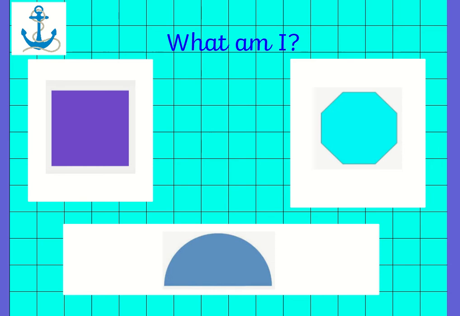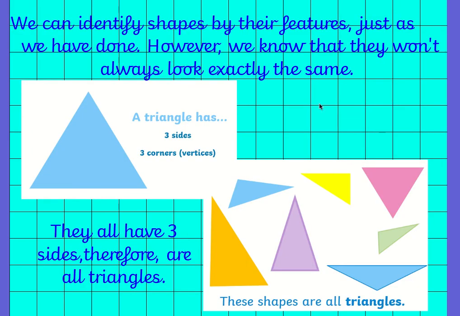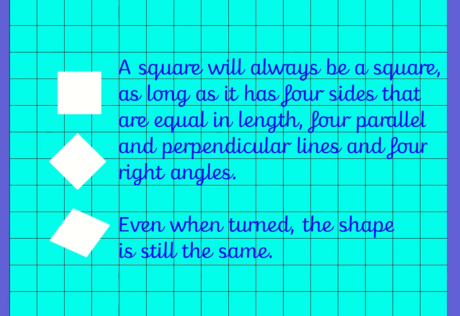Okay, so today we are going to talk about features of shapes again, and we know we can identify them by the features just as we have done. However, we know that they don't always look exactly the same. So here's my example. A triangle has 3 sides and 3 corners or vertices as we know them. And therefore we know that any 2D shape we see that's got 3 sides and 3 vertices will be a triangle.